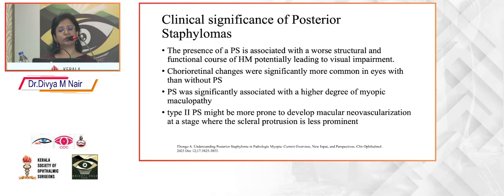Why do we need to know about them is that the presence of a staphyloma has worse structural and functional outcomes in high myopia with more visual impairment. Chorioretinal changes are more significant in these patients with staphyloma. It is associated with a high degree of myopic maculopathy, and they are also associated with myopic neovascularization.